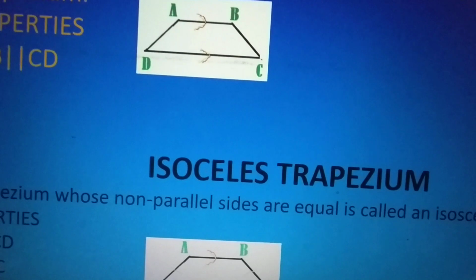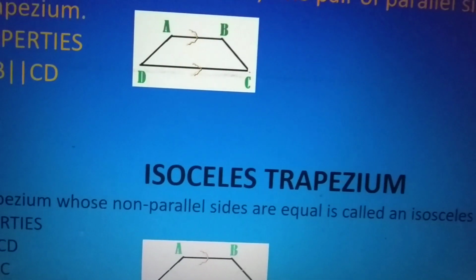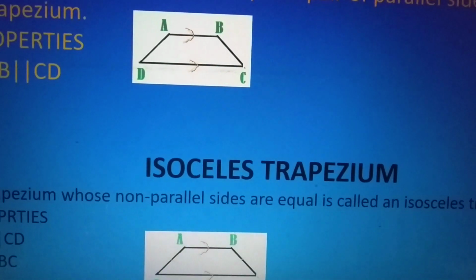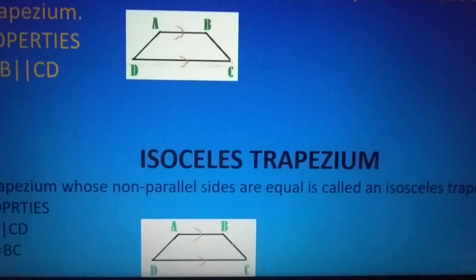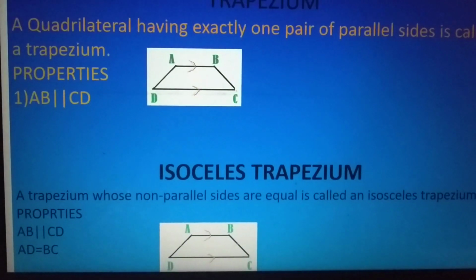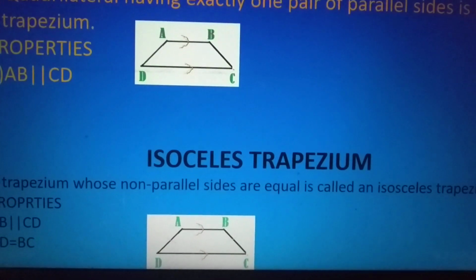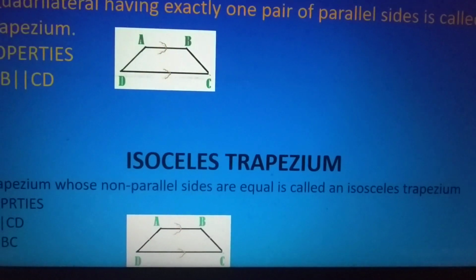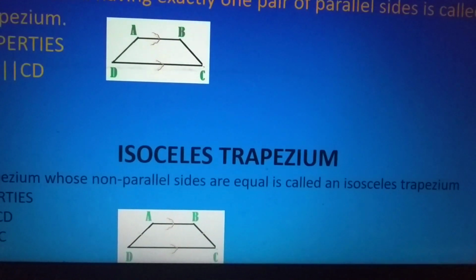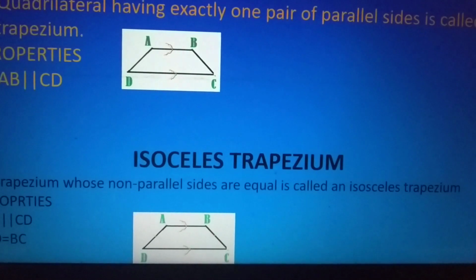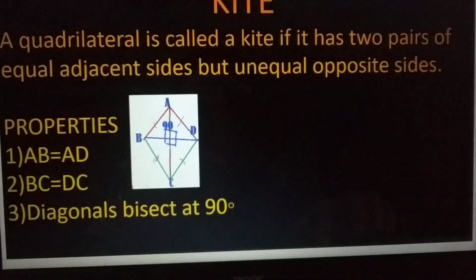So whichever side, if AB is parallel to CD, then there you can use the parallelogram property, that is adjacent angles are supplementary. Suppose if B is given as 70 degree, you can find the value of C as 180 minus 70, which is equal to 110 degree.